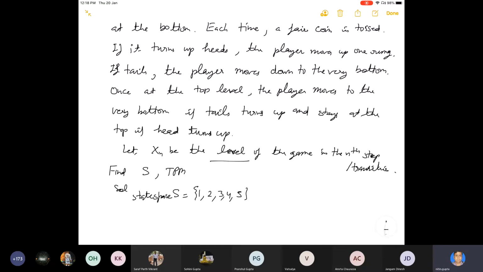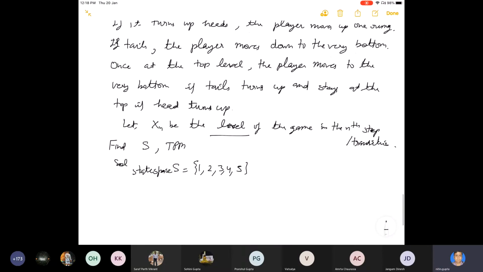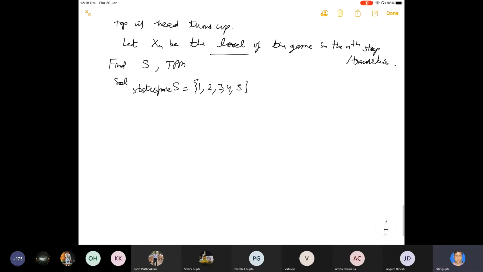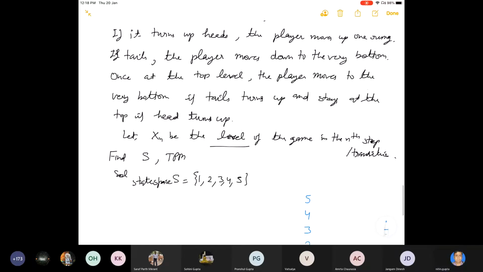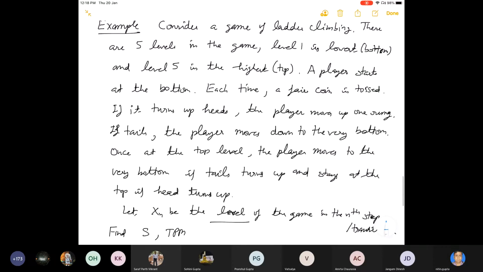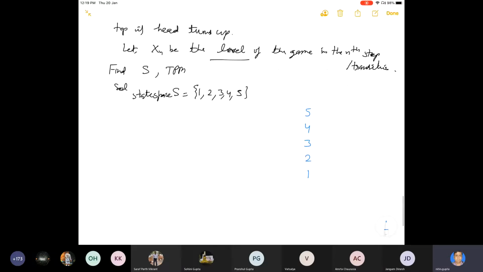Now, what we want to find is the TPM. Because it is clear that the level is 1, 2, 3, 4, 5, a player starts at the bottom. Each time a fair coin is tossed, if it turns up head, the player moves up one rung. If tails, the player moves down to the bottom. Okay, so this is the game basically.